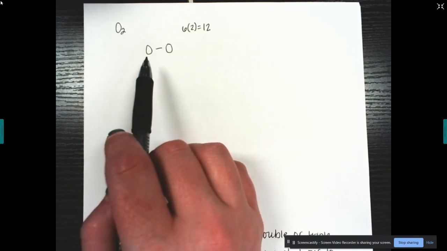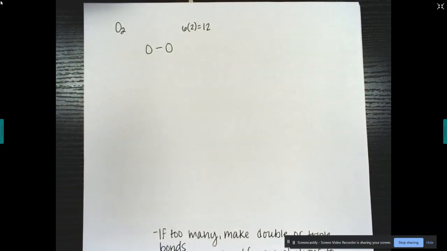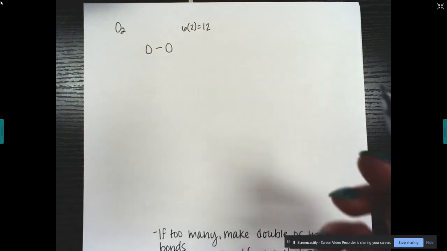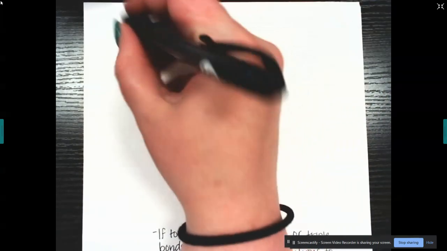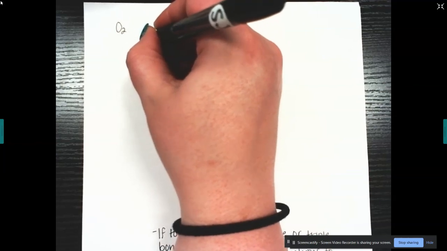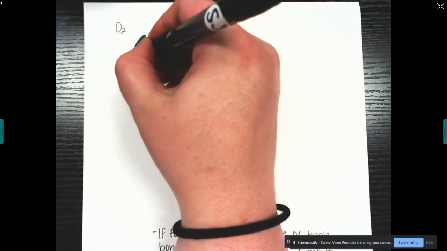So now my next step is to go and add dots so that everything has 8. All right, so each of those oxygen gets to count 2. So I'm going to add 6 more dots to each one.